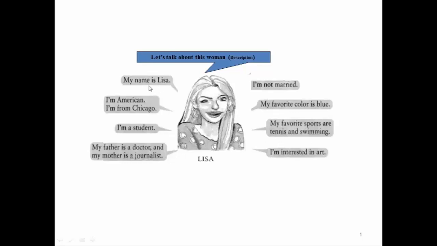So for example, let's talk about me as Ahmed. So my name's Ahmed, I'm Egyptian, I'm from Cairo, okay? I'm a student, obviously. My father is a professor, and my mother is a housewife. I am not married at all, not even 1%. I'm just kidding, by the way. My favorite color is probably black. My favorite sports are, I would say, football and, yeah, swimming. I enjoy swimming. And I'm interested in video games. I enjoy video games. Video games are good.